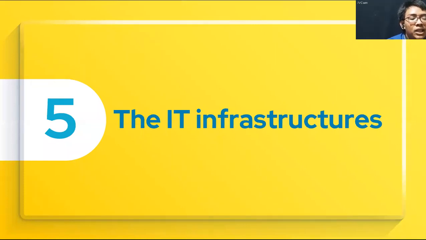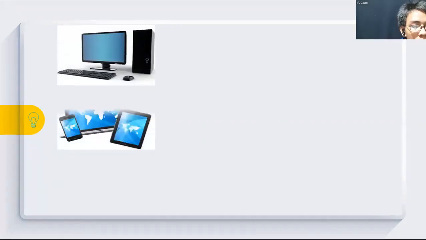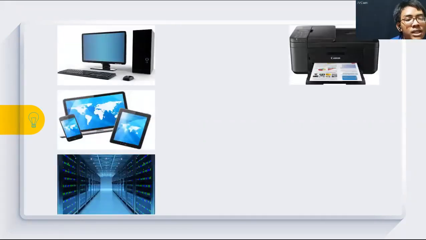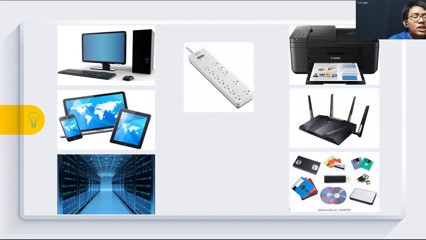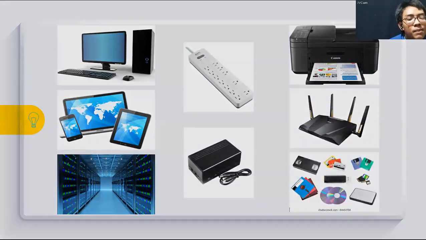After that, the IT infrastructures. The IT infrastructures is just a fancy name for the hardware used to operate the AIS. There are computers, mobile devices, servers, printers, surge protectors, routers, storage media, and a backup power supply.